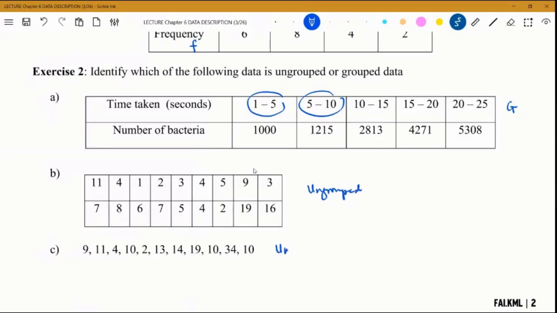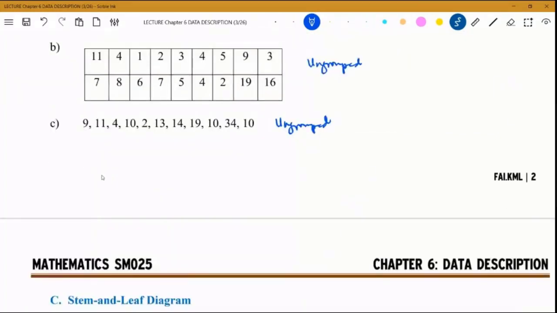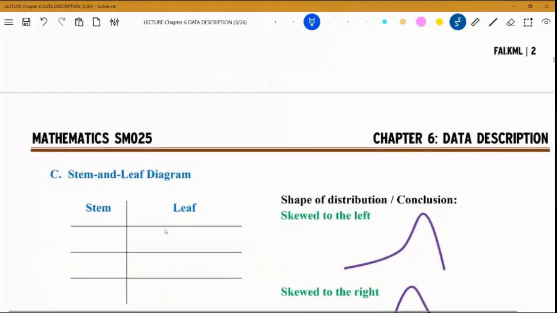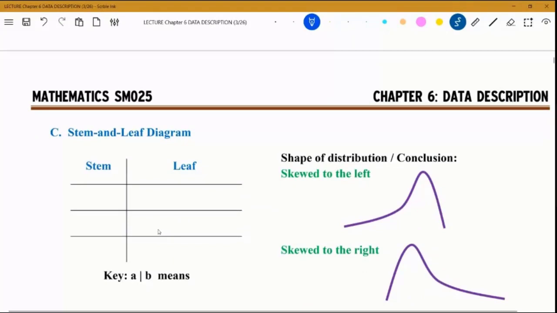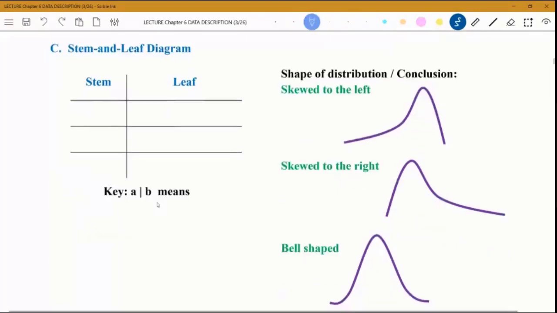Okay, so now we move to the third part where we have stem and leaf. Okay, stem and leaf, which is we want to put your data as in the table here. Okay, so we have stem on the left hand side and leaf on the right hand side. And then we have to put your key, which is A stroke B, meaning a number.